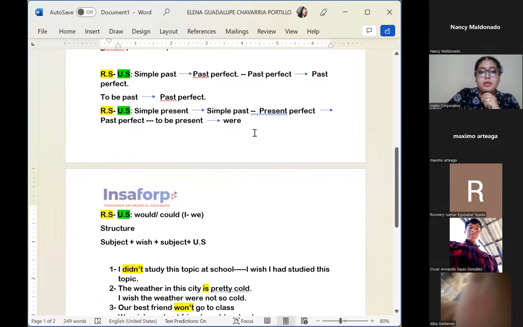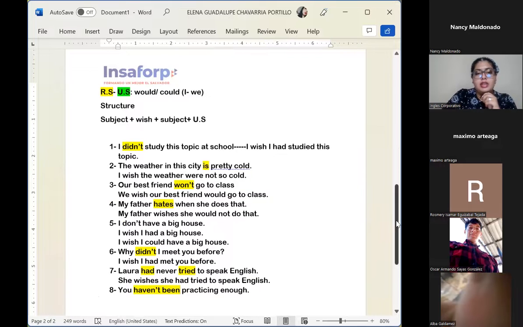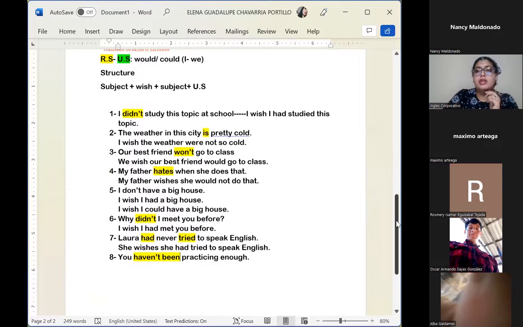For the present perfect, we are going to have the past perfect. That is the couple of this one. But in this case, you can see, but we have like continuous. Yes, but in that case, it is not going to change anything because in that case, it is not going to affect the construction of the sentence. So in that case, we are going to say, tú no has estado practicando lo suficiente. That's the meaning of the sentence. And we are going to transform into, ojalá tú hubieses estado practicando lo suficiente.